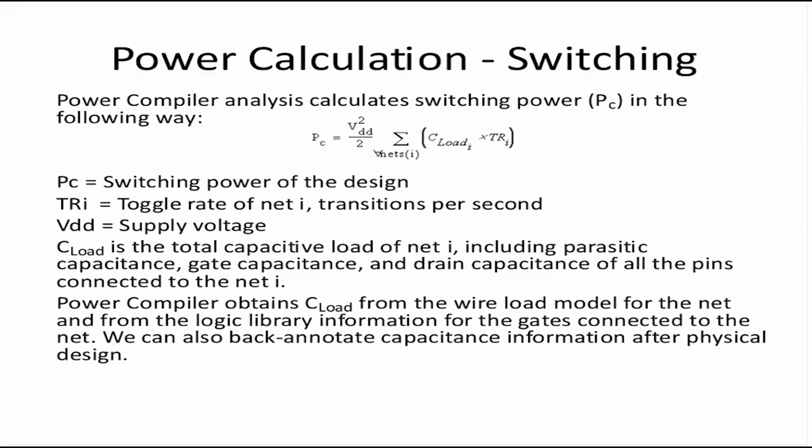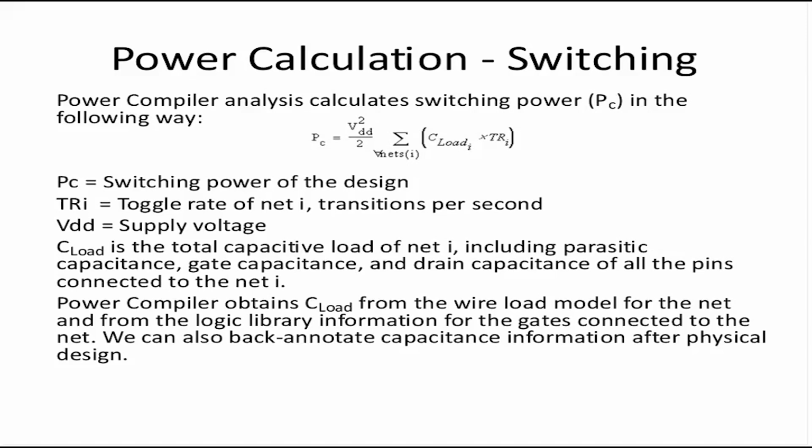Now let's talk about the switching power. Switching power is the power that is consumed in charging and discharging the load capacitor. Now this is not the internal power, this is power that is due to the switching of the cell, but switching on and off of the load capacitor connected. So what does this load come from? This load comes from the nets, right? Again, we understand that in design compiler the net information is estimated, it is not accurate.